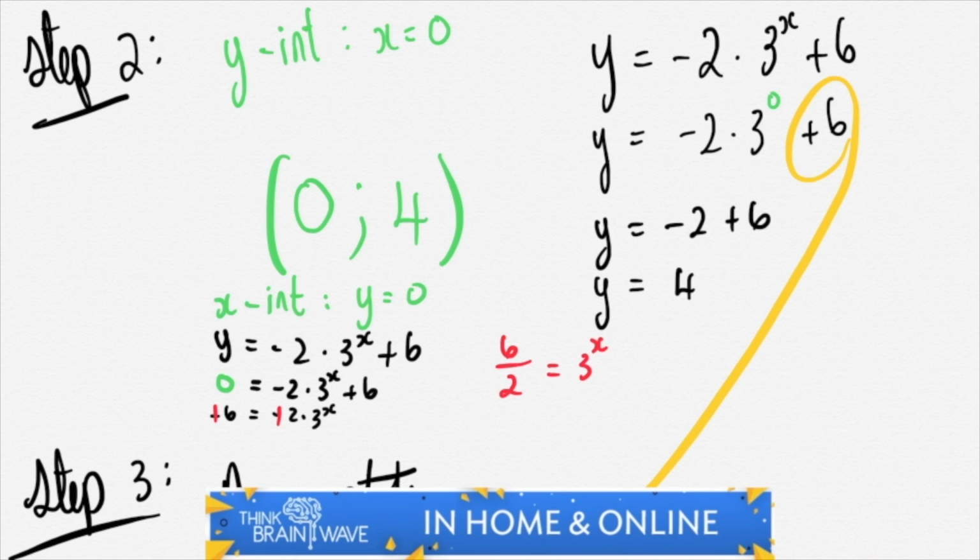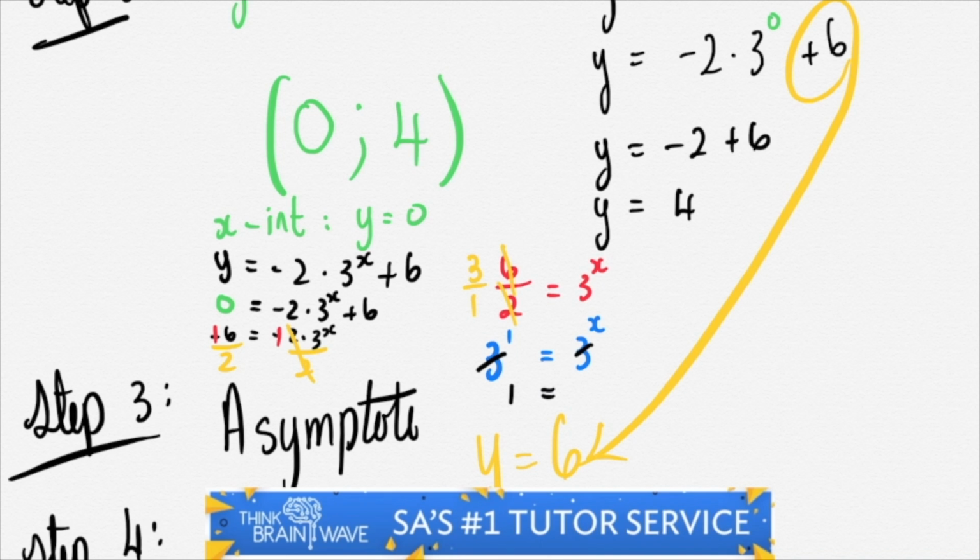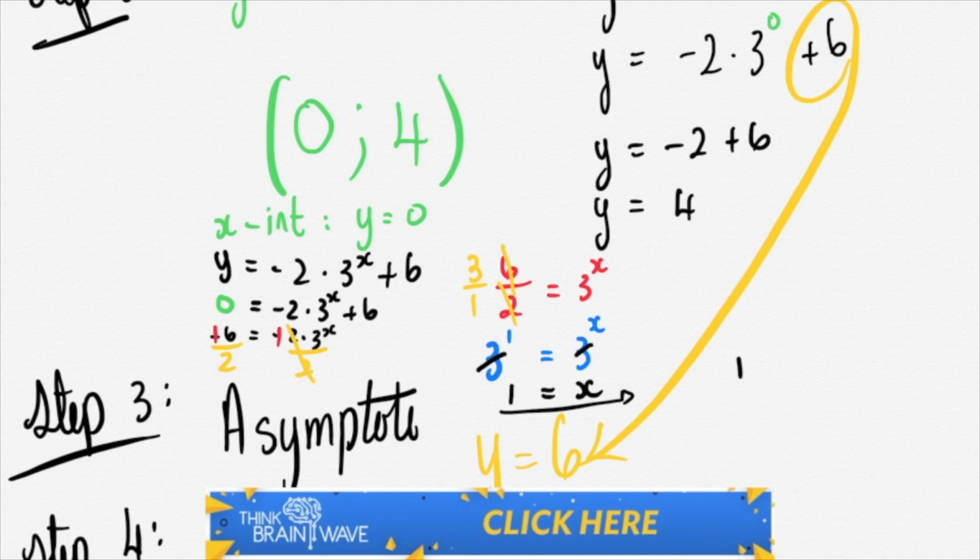We have 6 over 2 is equal to 3 to the power of x. 6 divided by 2 is 3. And then on the right-hand side, we have 3 to the power of x. I'm just showing you your steps. So 6 divided by 2 over there gives you 3 over 1, or 3 to the power of 1. So we say 3 to the power of 1 is equal to 3 to the power of x. We can drop our bases because they're the same, and we say 1 is equal to x. So therefore, our x-intercept is 1 and 0.